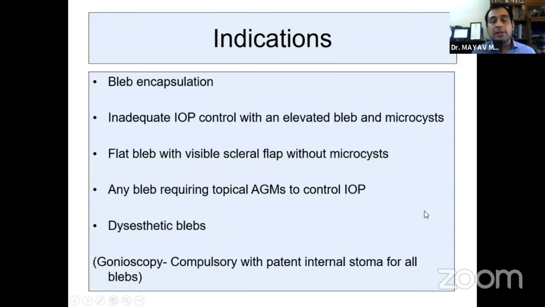So what are the indications of Bleb needling? Basically, Bleb encapsulation, if there's inadequate control despite an elevated Bleb, if there's a flat Bleb with a scleral flap which is visible, any Bleb which requires topical AGMs to control IOP, and dysesthetic Blebs. Important to note is that gonioscopy is an absolute must for any patient before we decide that the patient needs to undergo needling, because a patent internal stoma is important for us to give the best possible outcome.